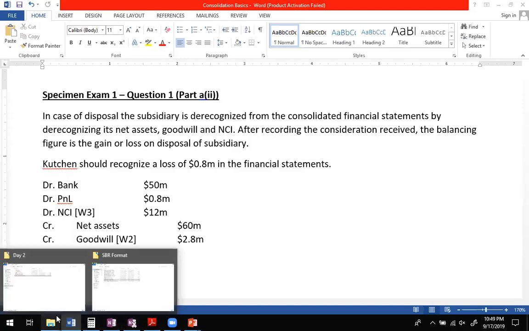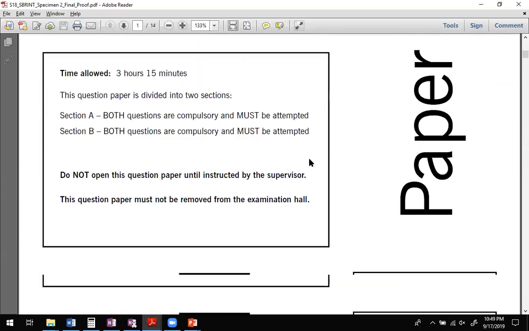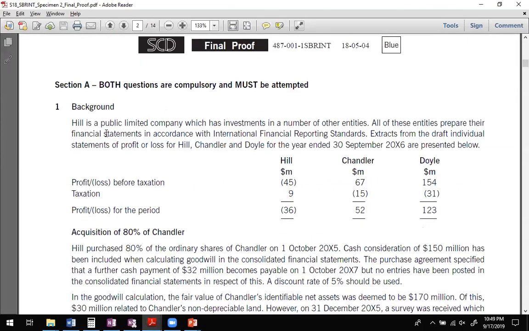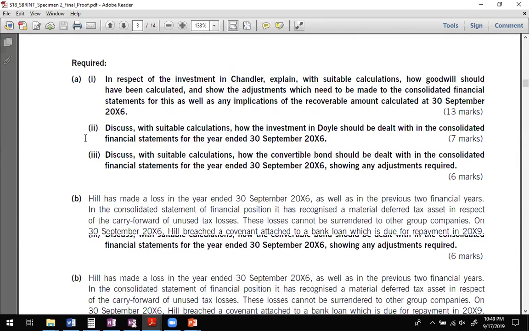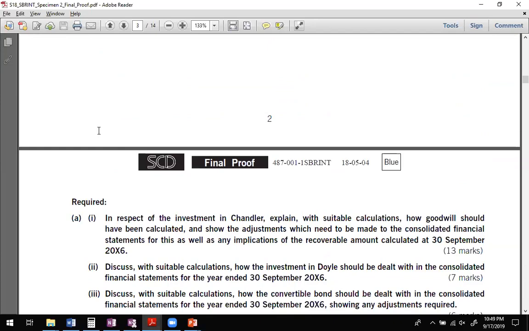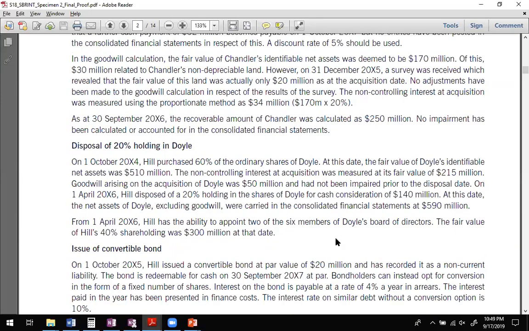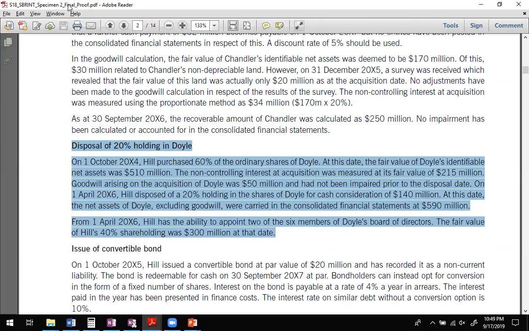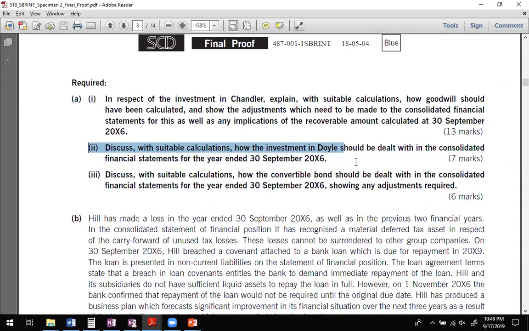And now in homework, you actually have to do the second question, the one that we did earlier by the name of Hill. And this has a part of Doyle, disposal of 20% of Doyle. This is the part which you people have to do. This is specimen exam 2. You can download it from the ACCA's website. And plus, I will also share the link. It has a part 2, which is to be tried as a homework by you people.